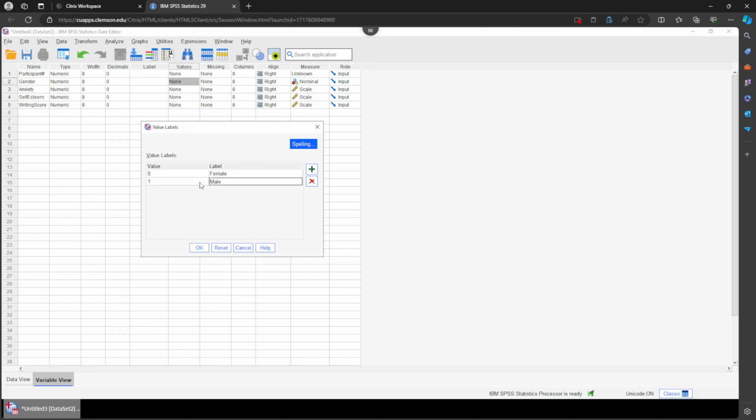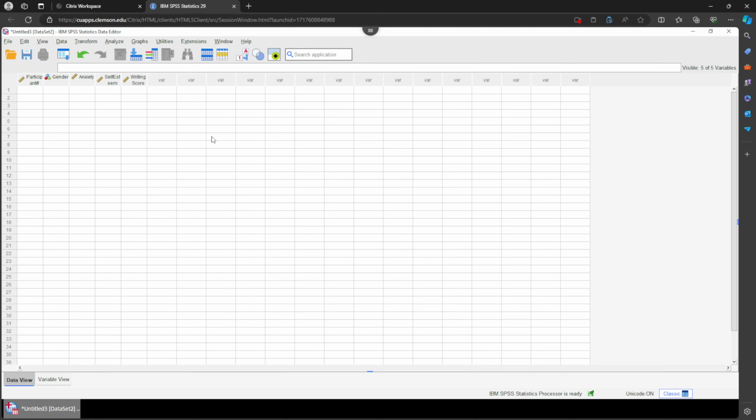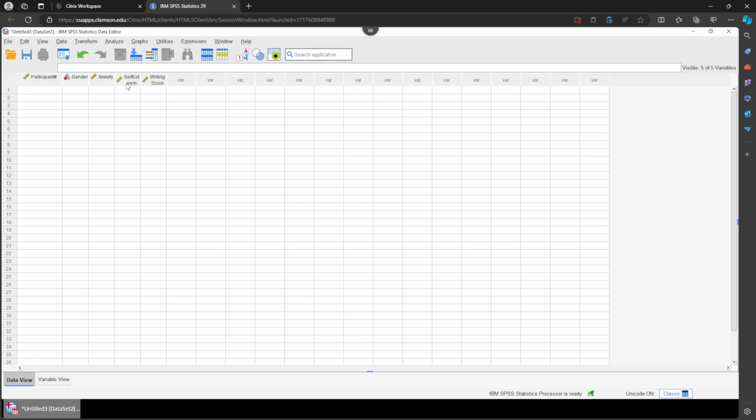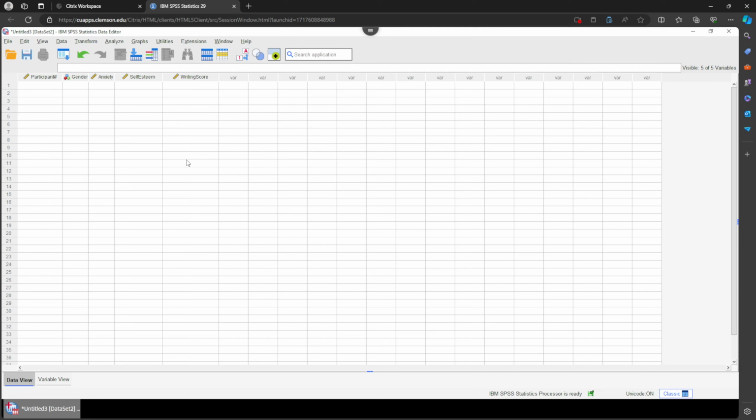And once I have both of those value labels entered, I can hit OK, and that's going to lock that in to this cell up here under my gender variable. With that information put in, I can switch back to my data view, and again, we see our variables listed across the top, now entered in correctly.